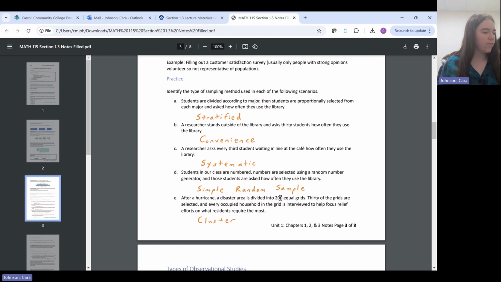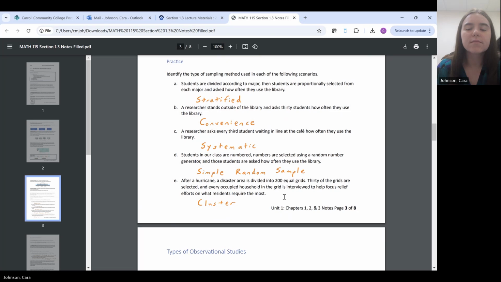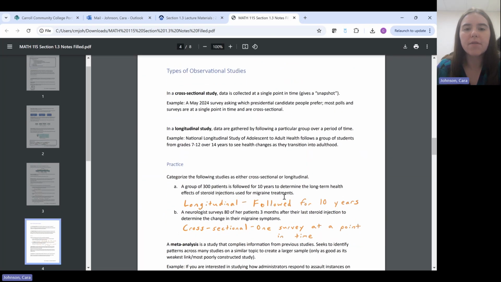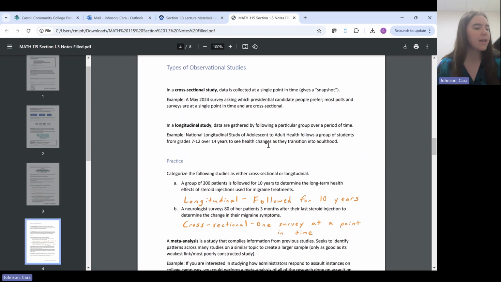All right, so those are the different sampling methods. So let's talk about different types of observational studies now. In a cross-sectional study, data is collected at a single point in time, versus in a longitudinal study, data is gathered by following a particular group over a period of time.